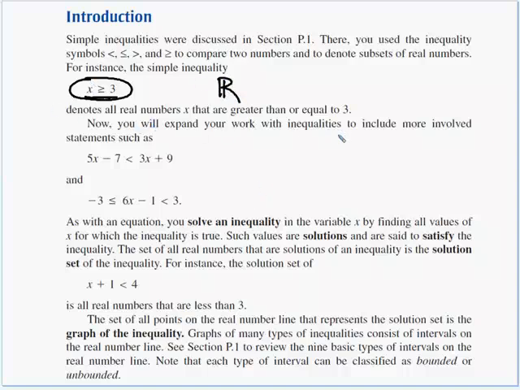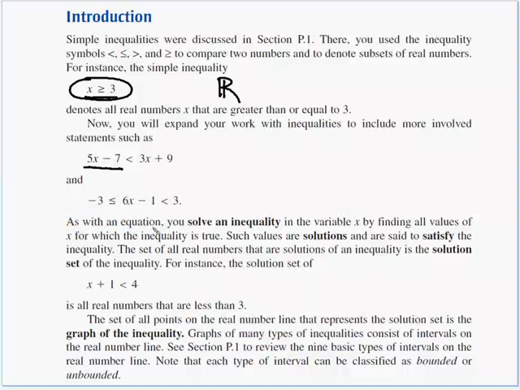Now, you will expand your work with inequalities to include more involved statements, such as this: 5x minus 7 is less than 3x plus 9. And here we have a double inequality. We have negative 3 is less than or equal to the quantity 6x minus 1, which is less than 3.